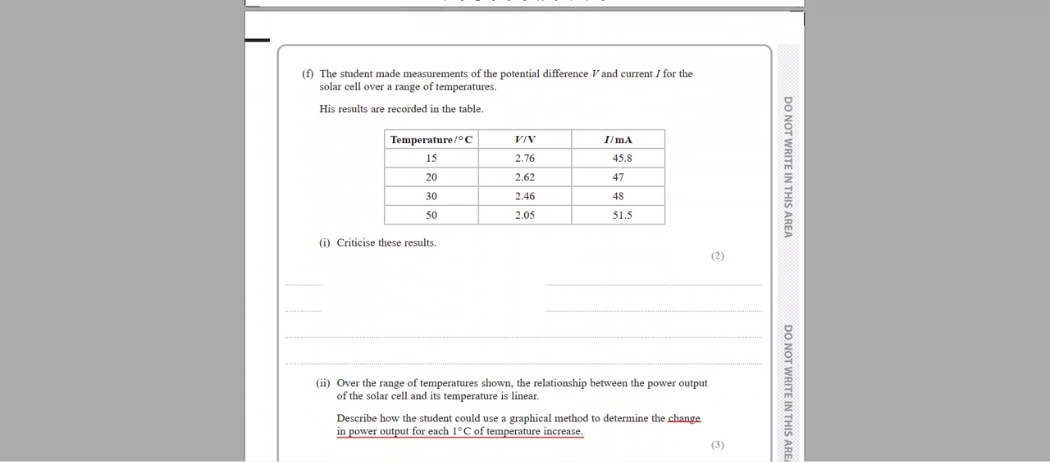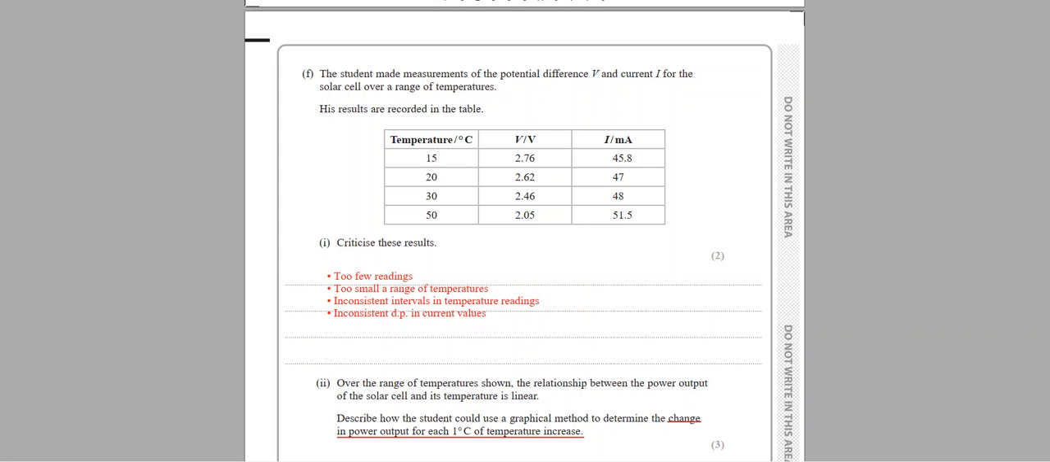Let's look at the next question. The student made measurements of potential difference V and current I for the solar cell over a range of temperatures. His results are recorded in the table. Criticize the results. We are really good at criticizing, so these are the points. The first point is too few readings. So I always ask my students, how few is too few? Anything less than 6, you can say too few readings.